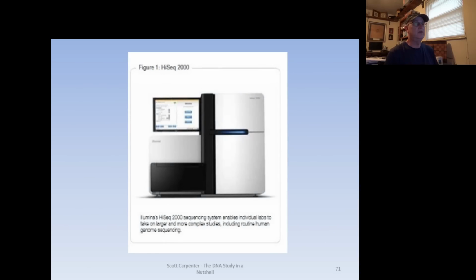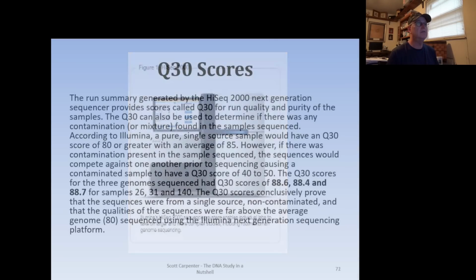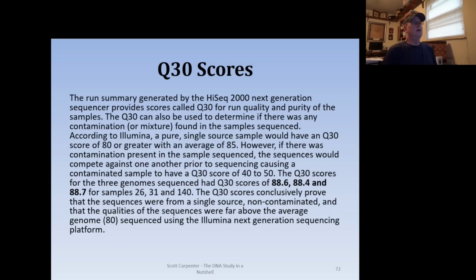This is a picture of the Illumina HiSeq 2000. It's the machine that you put the samples in and it runs the DNA profiles. Q30 scores. Let me explain this, because you may have some disinformation people out there who are going to say it was contaminated, and they're going to try to confuse the Q30 score issue. Basically, the bottom line is the HiSeq 2000 gave scores.